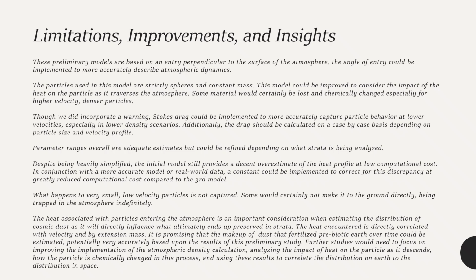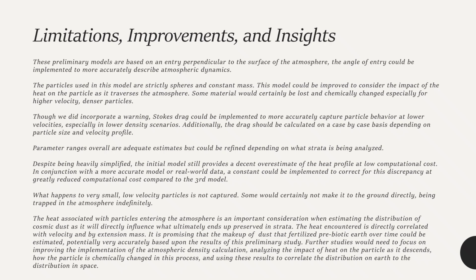The heat associated with particles entering the atmosphere is an important consideration when estimating the distribution of cosmic dust, as it will directly influence what ultimately ends up preserved in the strata. The heat encountered is directly correlated with velocity and, by extension, mass. It is promising that the makeup of dust that fertilized prebiotic Earth over time could be estimated, potentially very accurately, based on the results of this preliminary study.